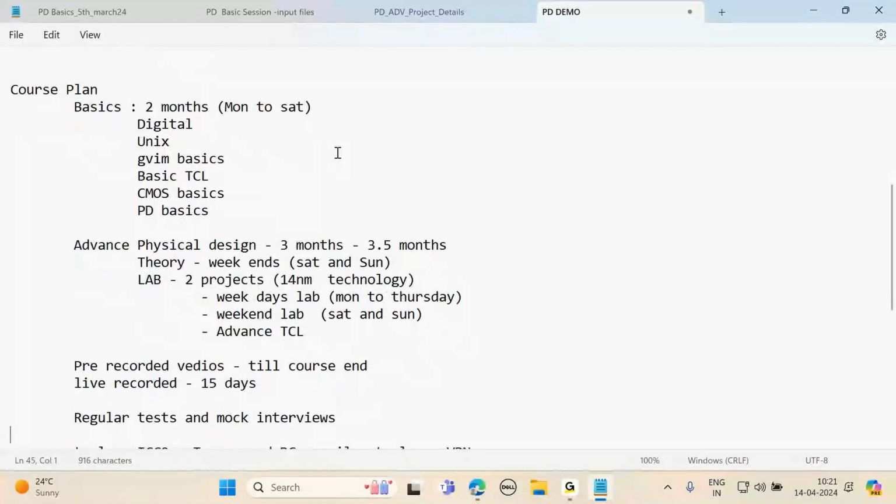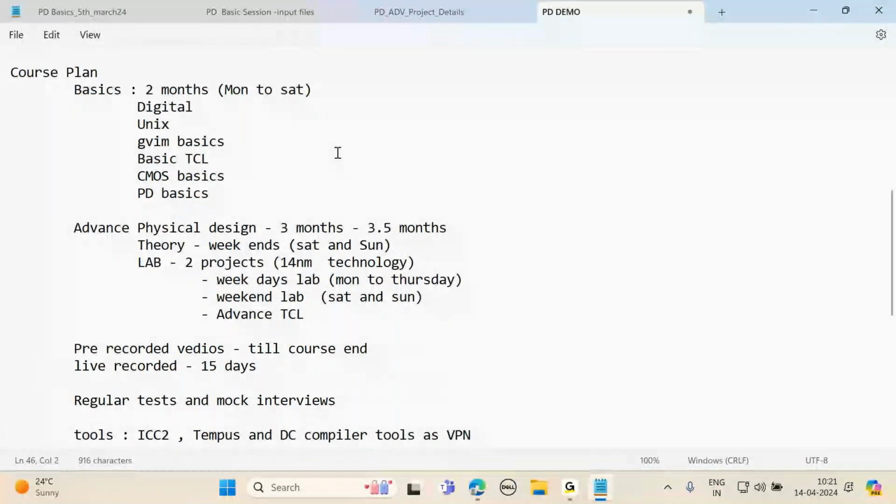Yes, sir. Please tell me any other doubts. Yes, on the course, you have mentioned that the tools are used by the VPN. Is there any problem if someone is using it from outside India? No, no problem. We have given you the username and password, so you can access it if you know the username and password. So outside India is also fine.